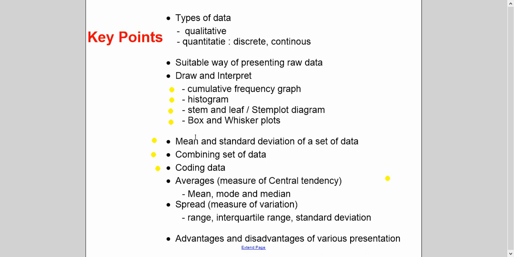So in the previous videos, we have seen cumulative frequency, histogram, stem and leaf, combining sets of data. I will make today's video after coding data is uploaded, and with respect to these, we are including all this wherever it is required.